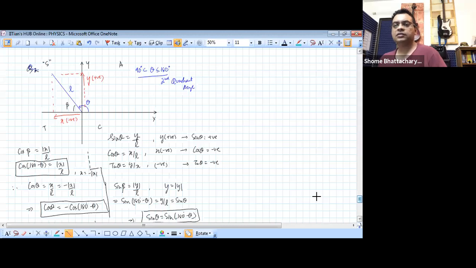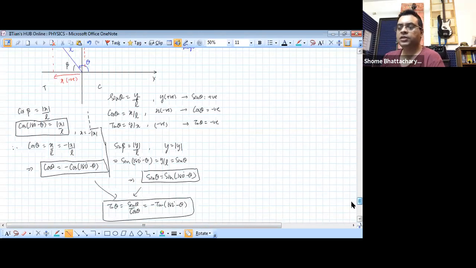Is it clear? Why x is replaced with minus of mod x, but y is replaced with positive mod y? Because y is a positive quantity in the second quadrant, but x is a negative quantity. So that is the critical reason why in your second quadrant, sine remains positive, whereas cos and tan become negative. And that's how you get these formulae for sine, cos, tan.